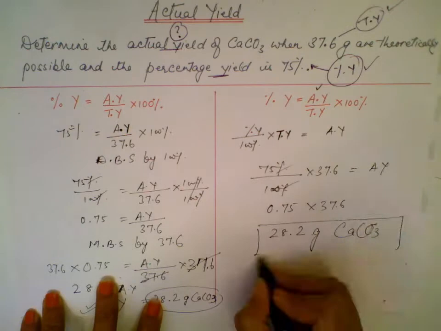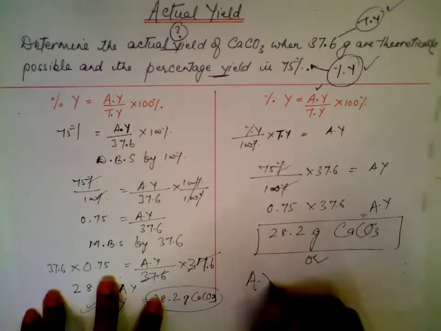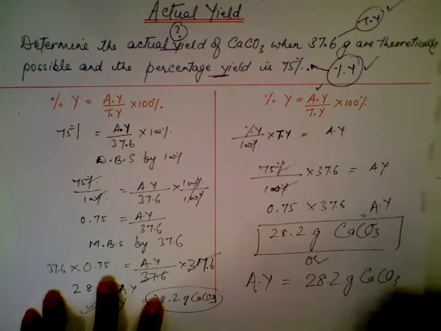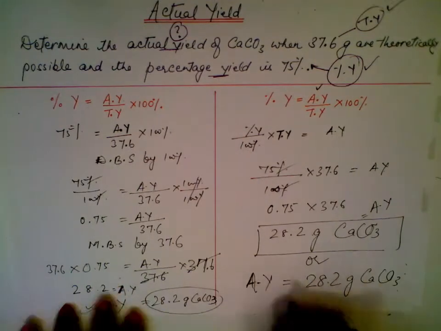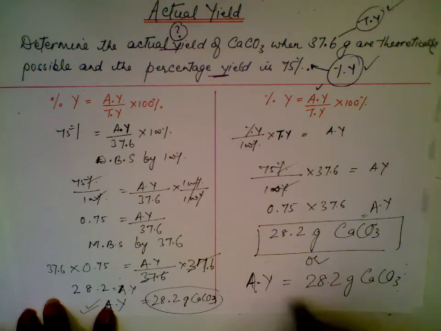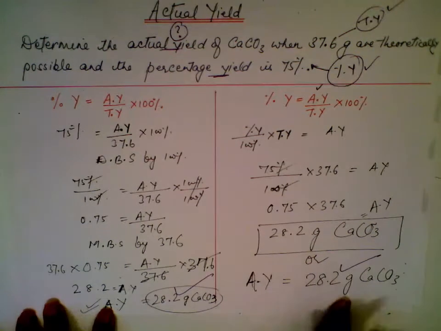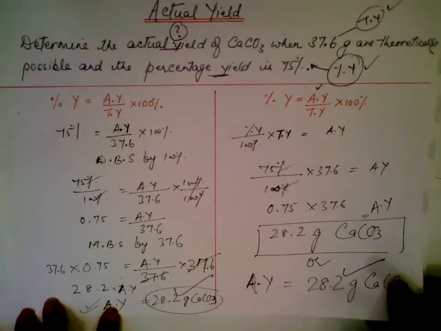This is your actual yield. Or you are going to say actual yield is equal to 28.2 grams. You always write what you have to find here on the left side. That's why I'm writing like this. That's why I moved it this side too. I wrote it like that. So you saw the answers are actually the same. There are no differences in the answers. 28.2. So you can use whichever method you're comfortable with. I personally like the transposing method.